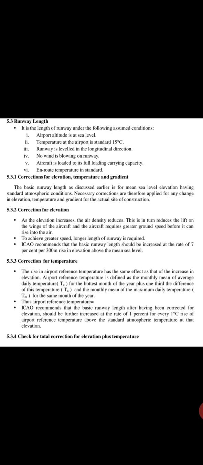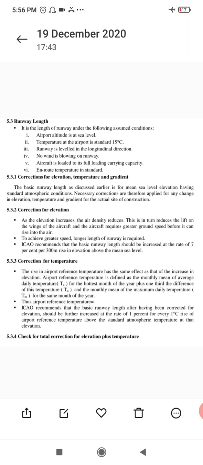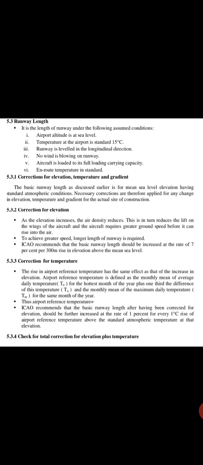The basic runway length discussed earlier is for mean sea level elevation having standard atmospheric conditions. Necessary corrections are therefore applied for any change in elevation, temperature and gradient for the actual site of construction. Correction for elevation. As the elevation increases, the air density reduces.